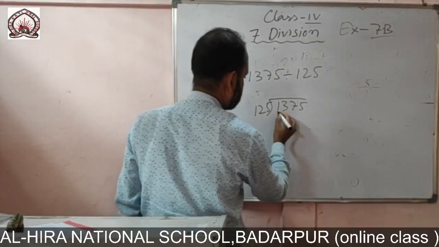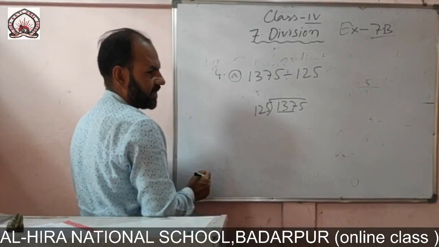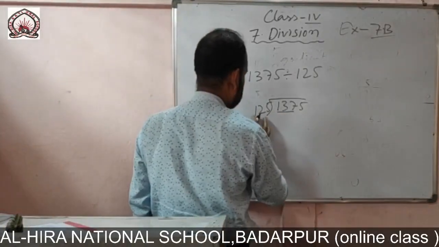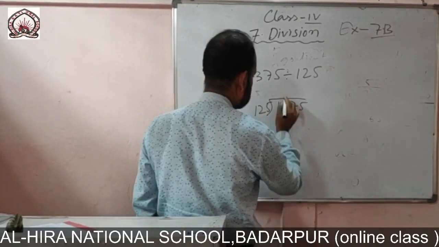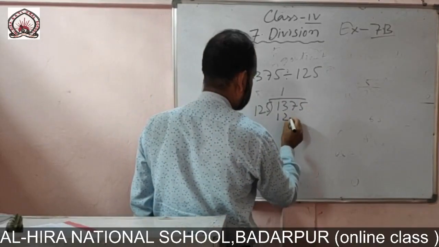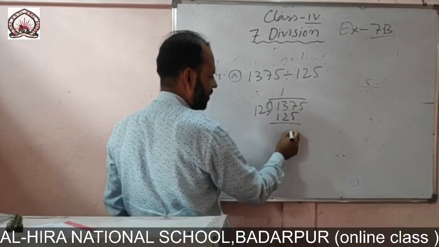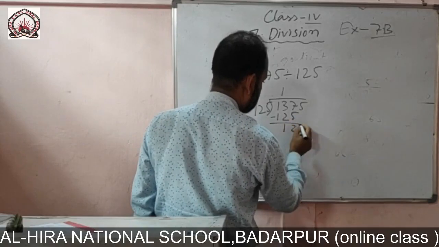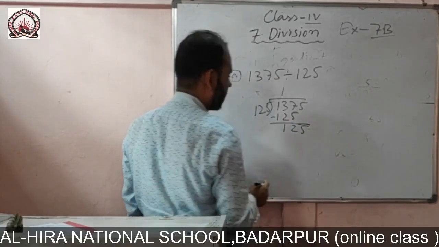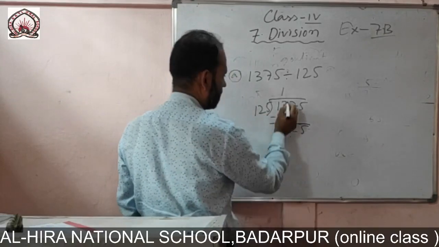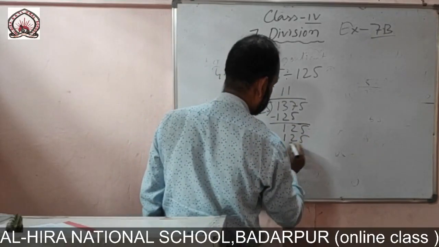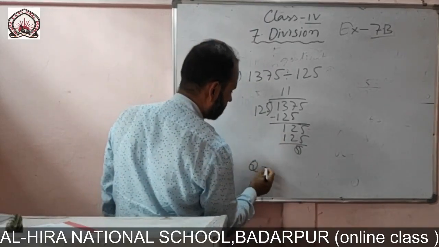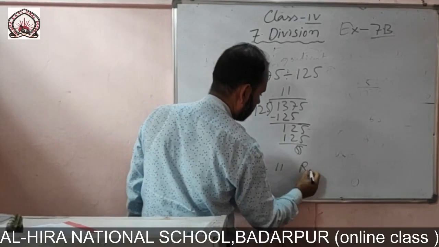So they are 3 digit. If we take their 3 digit, then 137, and there 125. It is obviously one time go. 125. There remain 2 and 3 minus 2 is equal to 1. Take down 5, 125. So there also 125 one time goes, then 125. Remainder 0. Q equal to 11, R equal to 0.